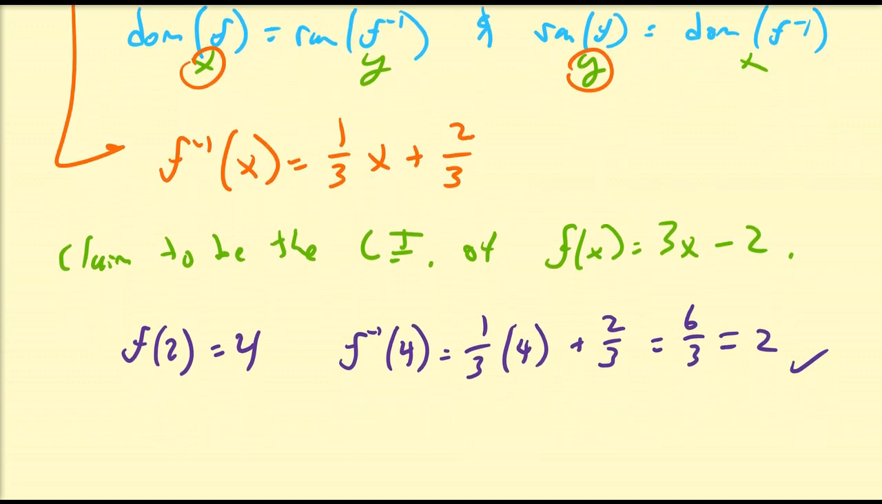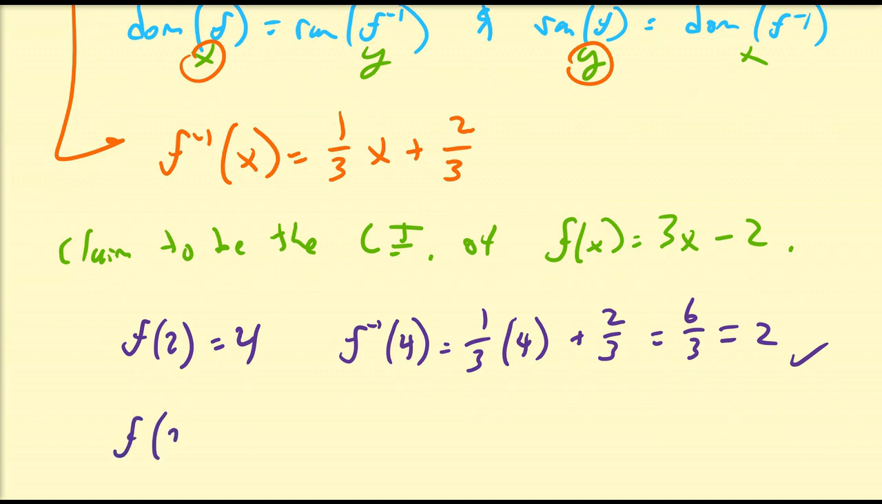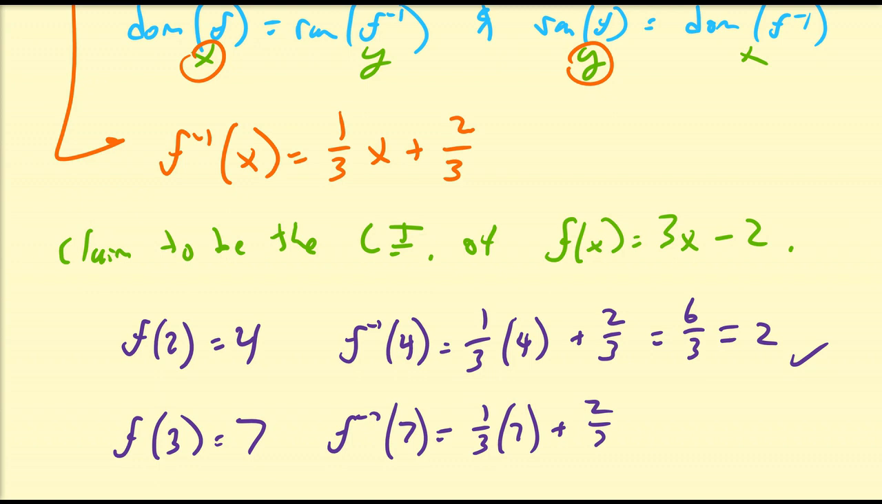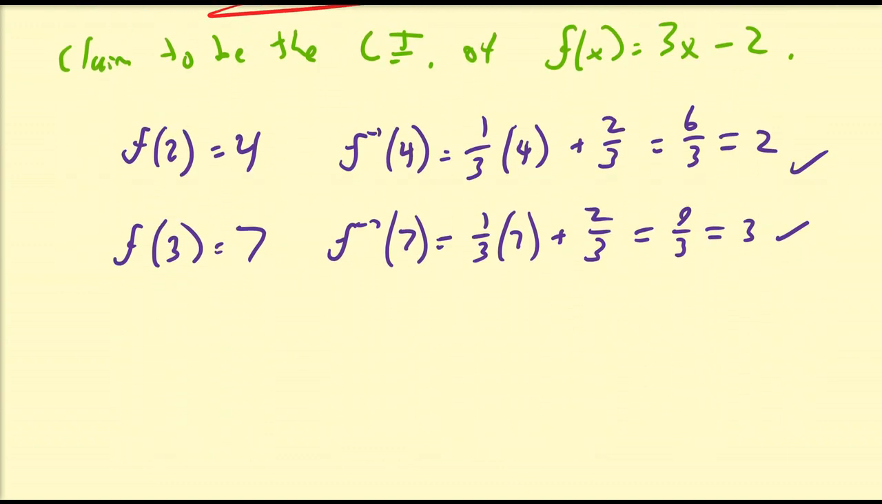So that checks out. And we also said what? So f of 3, that was equal to 7. So let's plug 7 into this. So that's going to be 1/3 of 7 plus 2/3, which is going to be equal to 9/3, which is equal to 3. So that checks out. So at least for these 2 points, it appears to be that this function f inverse is truly the compositional inverse of this function, but we cannot just prove it for 2 points, we have to actually prove it for a set of points. So let's actually go through a quick proof of how to do it.